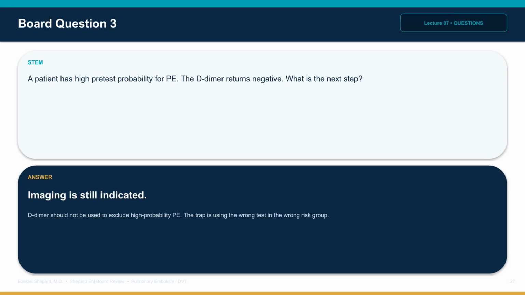Question 3. A patient has high pretest probability for pulmonary embolism. The D-dimer returns negative. What is the next step? The answer is imaging is still indicated. D-dimer should not be used to exclude high probability PE. The board trap is using the wrong test in the wrong patient.